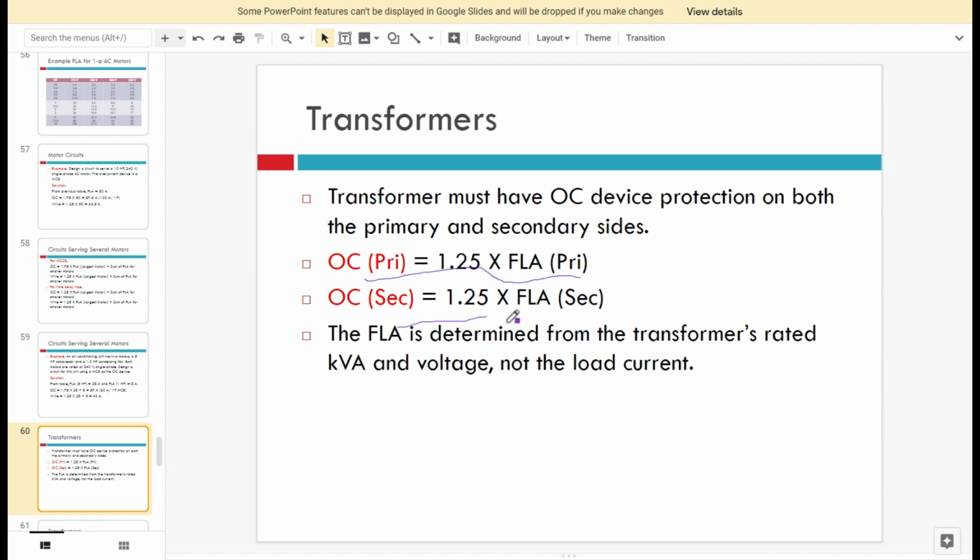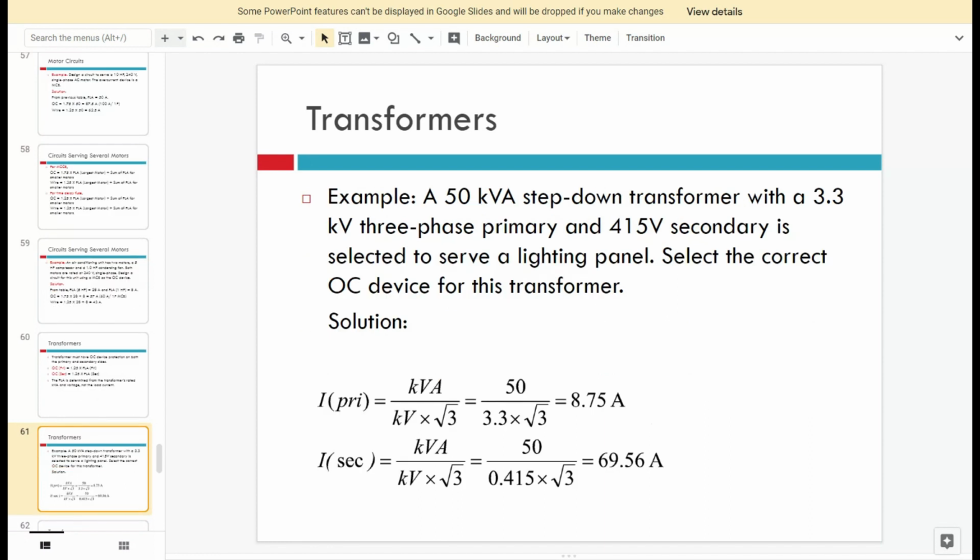And then the FLA is determined from the transformer's rated kVA and voltage, not the load current. So we have to identify the transformer's rated kVA, the current from the transformer, which we consider the kVA, which is the apparent power, and also the voltage, not the load current side.